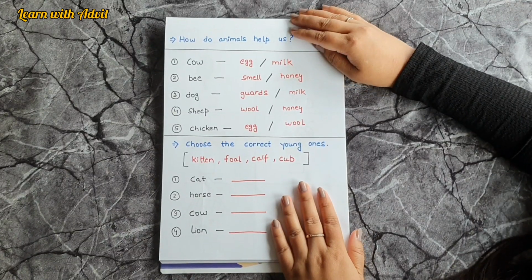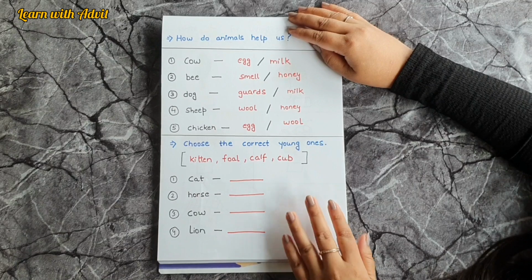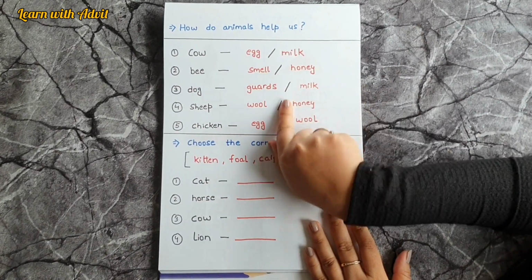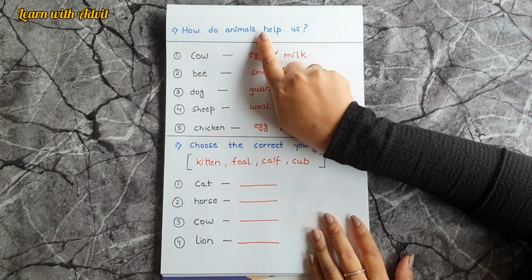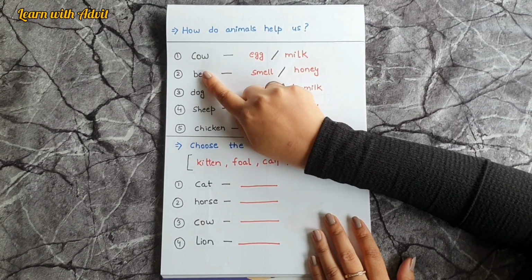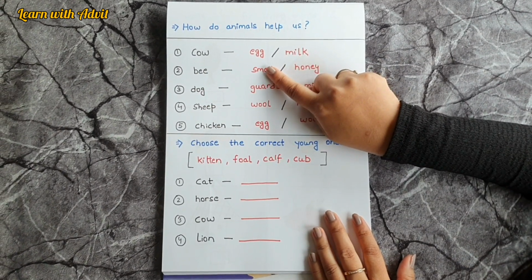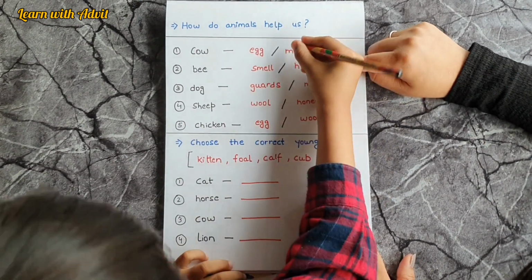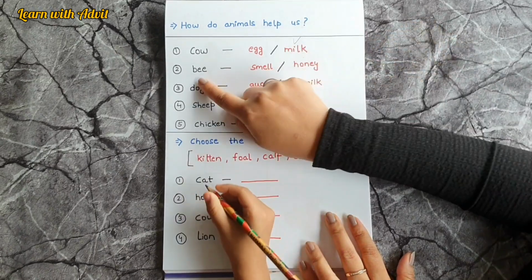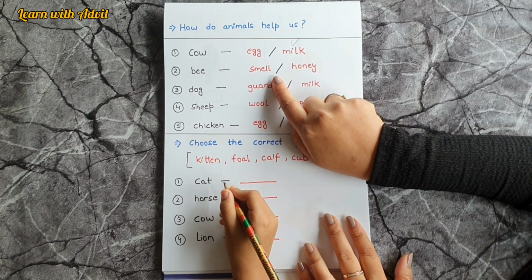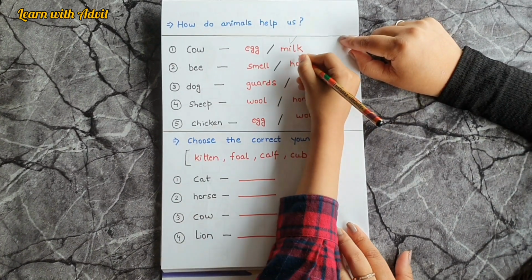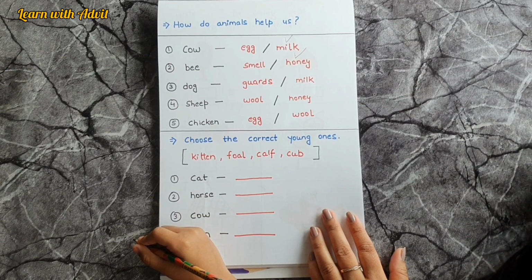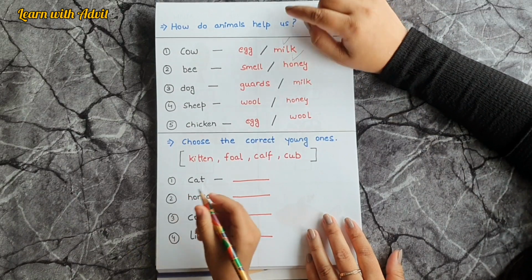This sheet is about animals. Here I have written some animals and how they help us. How do animals help us? Cow gives us milk. Okay, come on, tick. Bee. Honey. Okay, tell me, dog gives us milk or it guards our house? It guards our house. Take it.